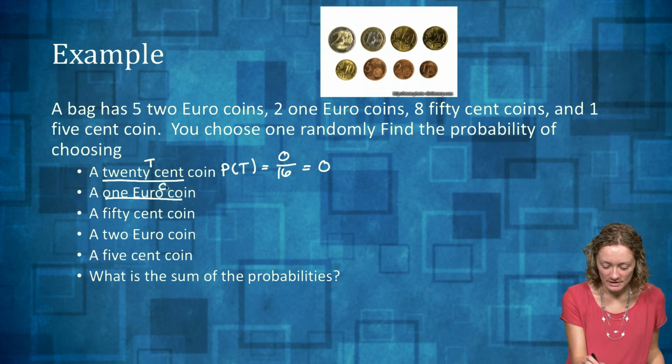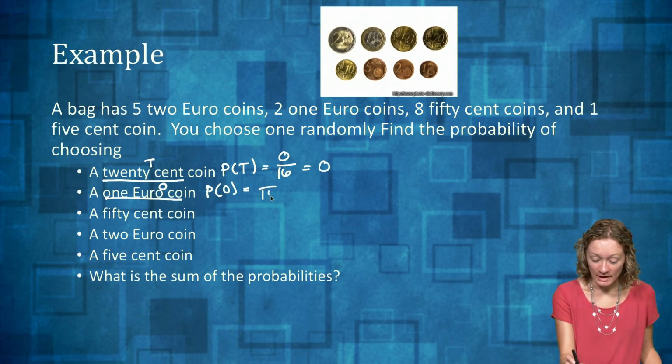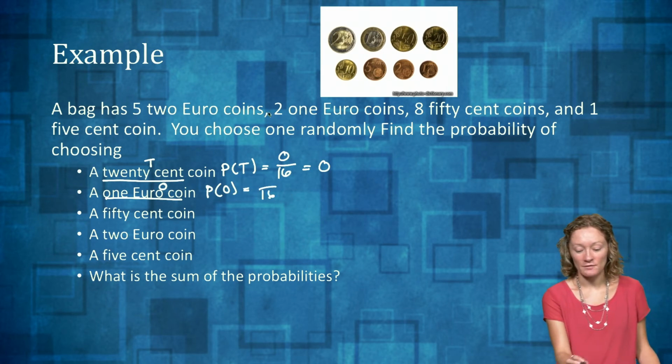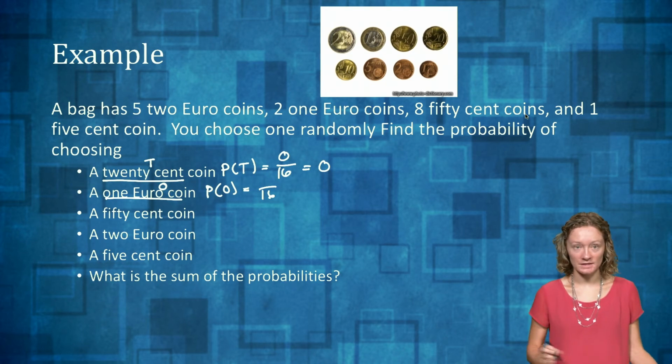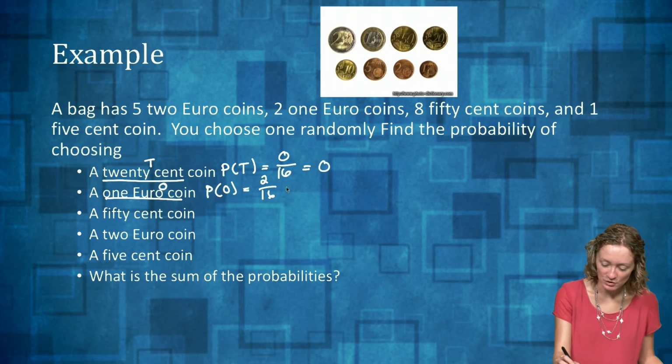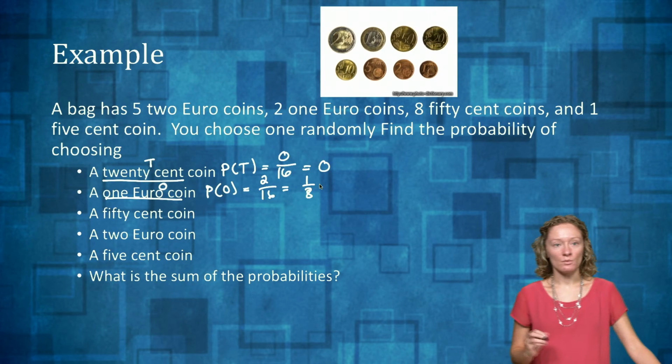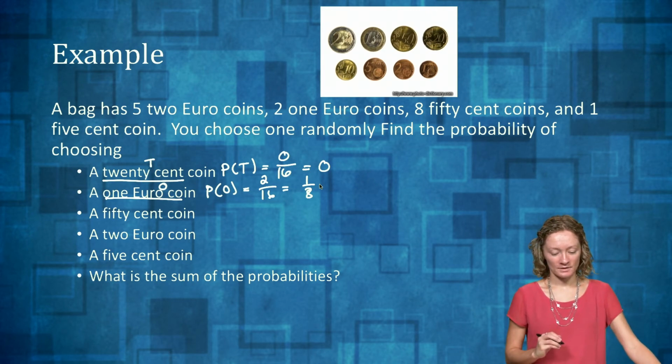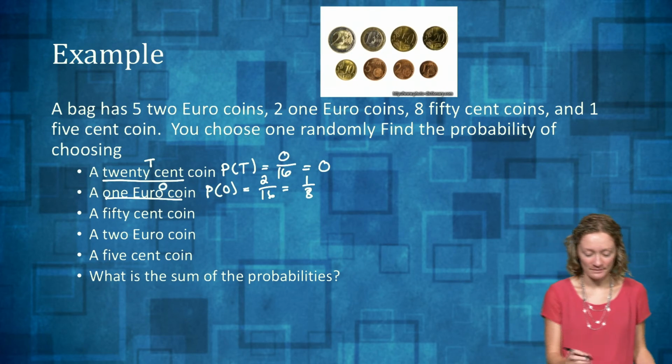Okay, the second one, we're looking for the probability of a €1 coin. We'll call this event O. Again, there are 16 coins in the bag, 5 of this, 2 of this, 8 of this, 1 of this, 16 total. How many meet the criteria of being a €1 coin? There are 2 €1 coins, so 2 out of 16 simplifies to 1 out of 8. So the probability of selecting a €1 coin is 1 out of 8.